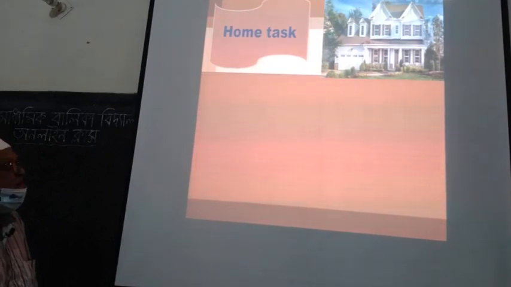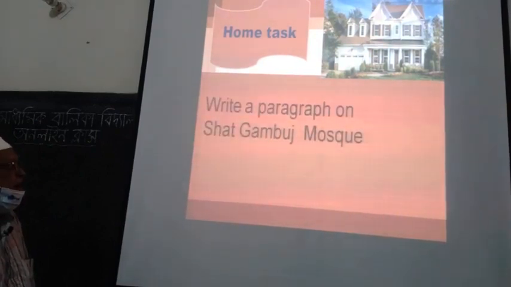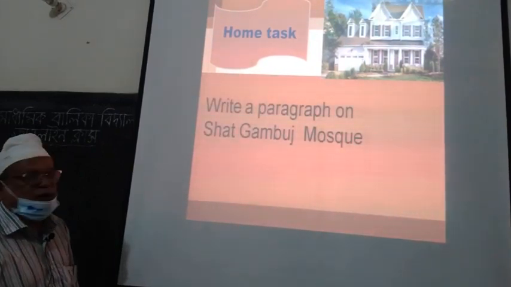Home task: write a paragraph on Shat Gumbaz Mosque.